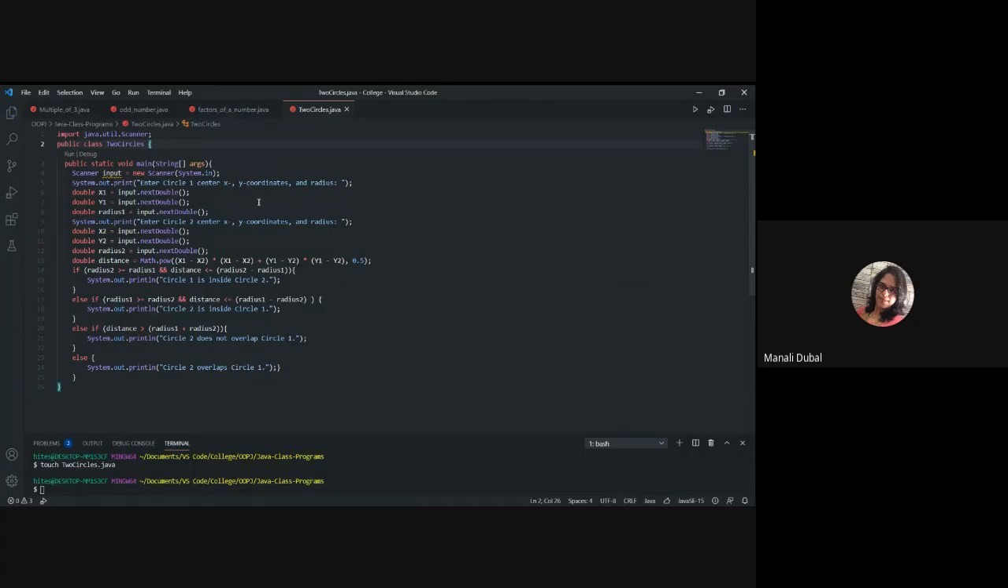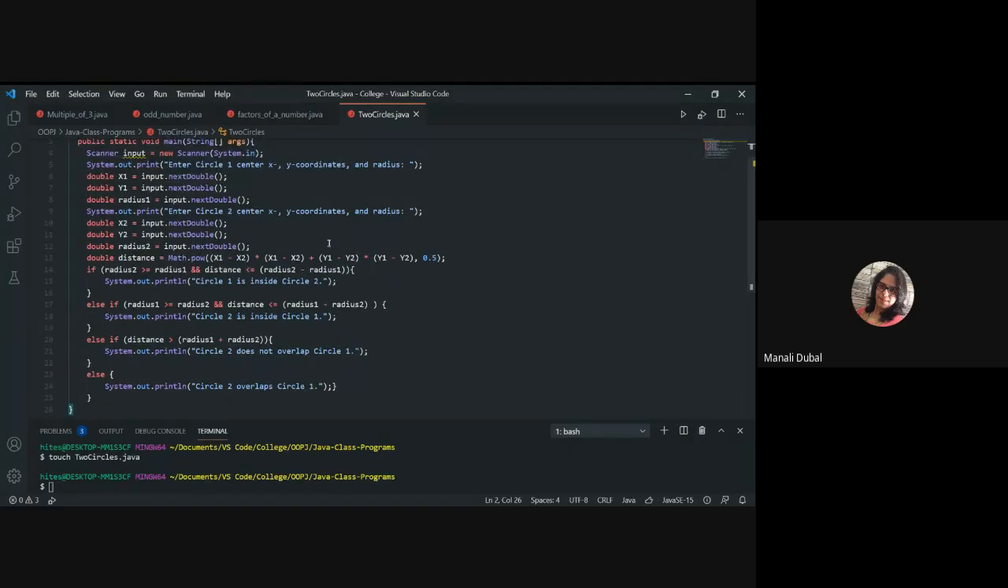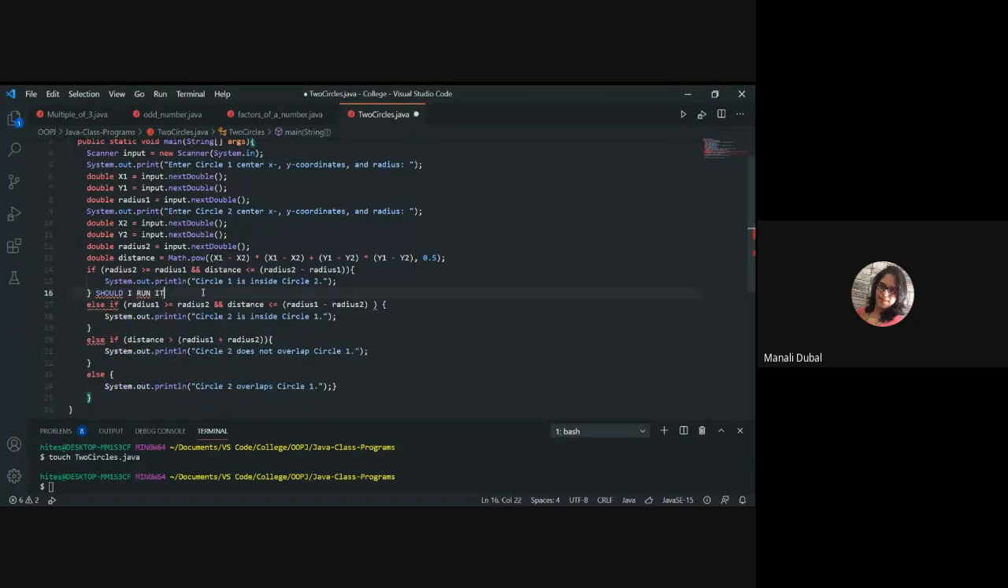If radius 1 is greater than radius 2, and the distance is less than or equal to radius 2 minus radius 1. Okay, checking for positivity over there, negativity over there. You have made one more else if condition. Okay, understood. Distance formula, you have multiplied, plus, and then you have used 0.5. Okay, I got it. I got the gist. No need to run. I got it.